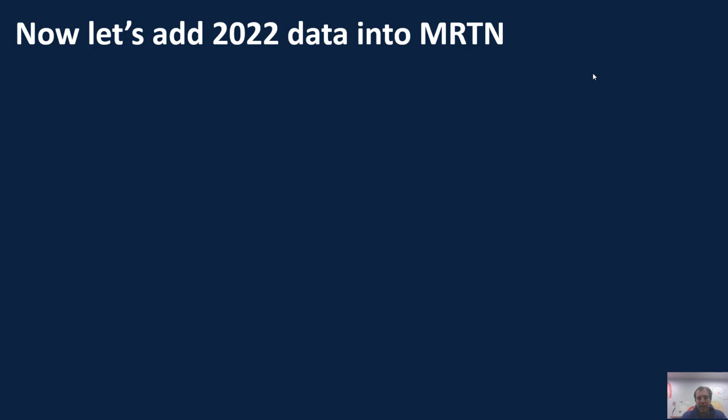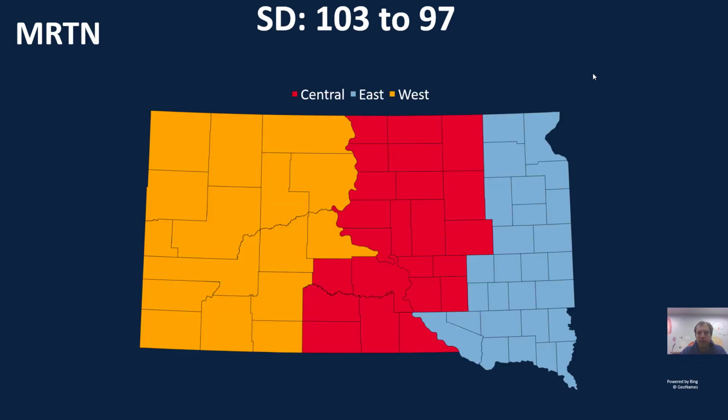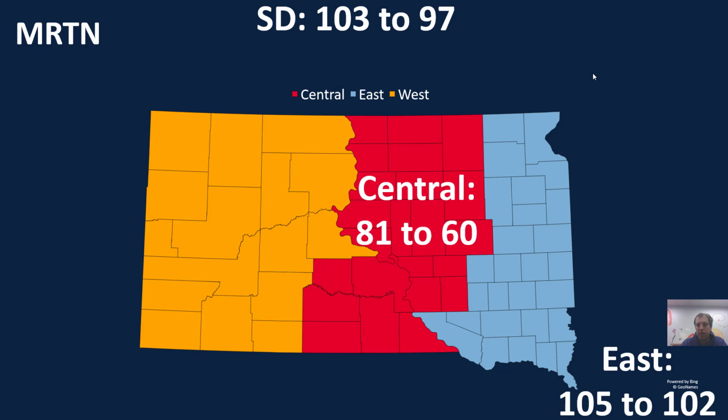So if we then add the 2022 data into there, and I'm working on adding the 2023 data in here, I just haven't had time this year. If we add 2022 data into it, we go from 103 pounds to 97 pounds per acre for the whole state recommendation. We go from 81 to 60 in the central part, and we went 105 to 102. So not much change in the eastern part. Central part, we lowered it even more as far as nitrogen requirement. And that goes to show that 2022 is a little bit drier year in the central part. This is probably why that drops that down.